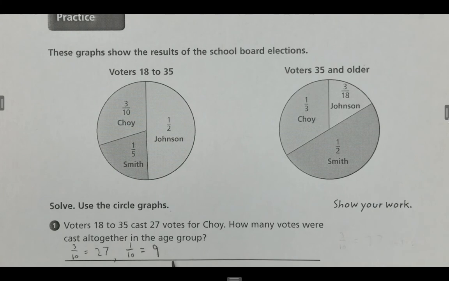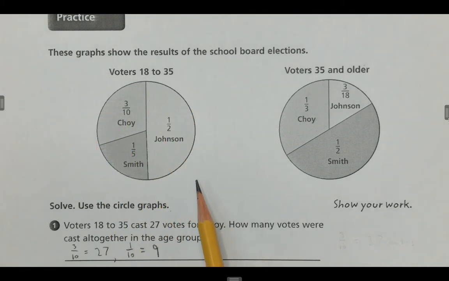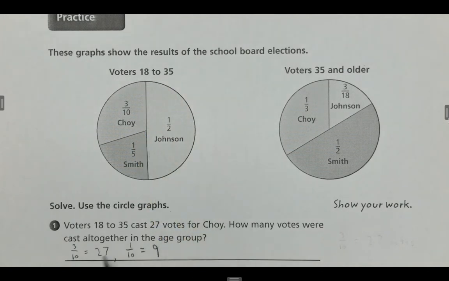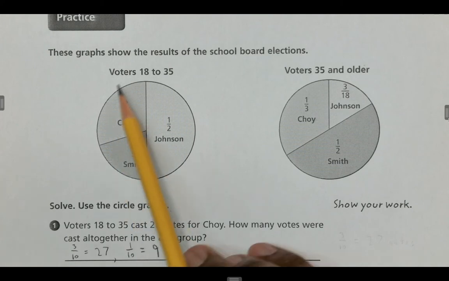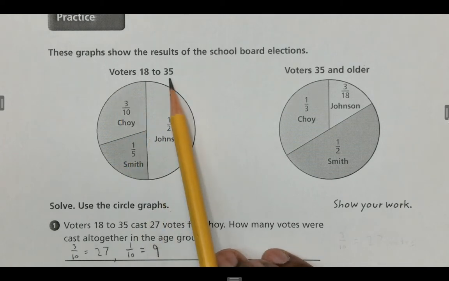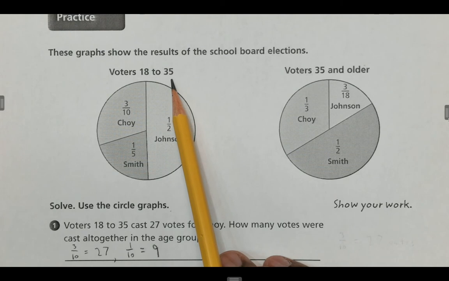As you can see, question one states, voters 18 to 35 cast 27 votes for Choi. Let's take a look at that. So we're dealing with this pie chart for question one, voters 18 to 35. And 3/10 of those voters we see voted for Choi. What this is telling us is that 3/10 of these voters means 27 votes. Now, how many votes were cast altogether in this age group? How many voters between the ages of 18 and 35 were there in this election?